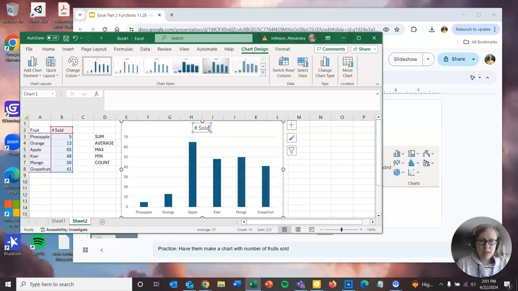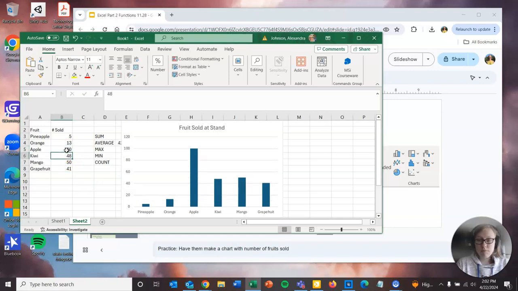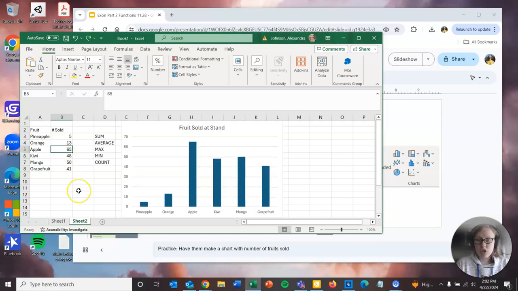If I wanted to edit this, I could title it fruit sold at my fruit stand. And now I can see really easily, wow, I sell a lot of apples and don't sell a lot of oranges. And guess what? I can change these numbers and it'll reflect on the graph. If I actually sold 100 apples, my chart changes. If I change it back, it changes again.